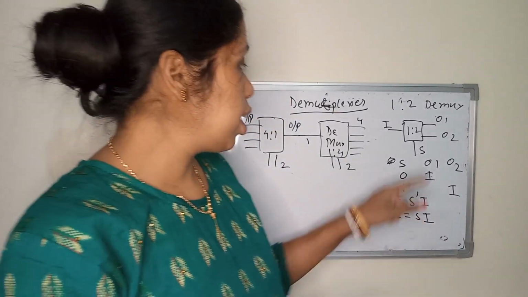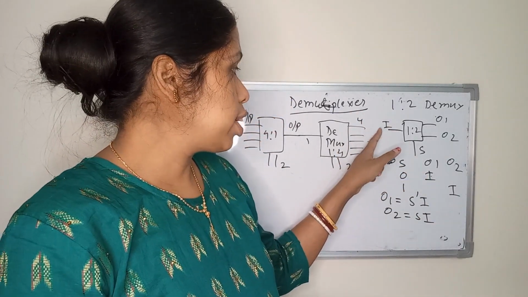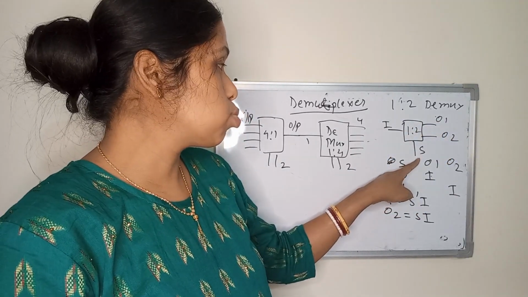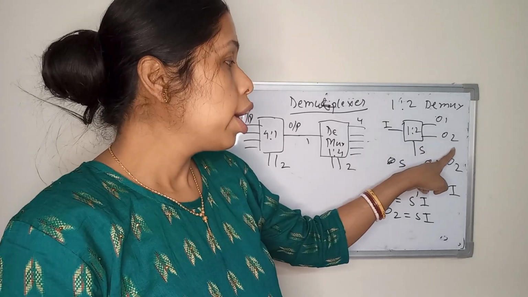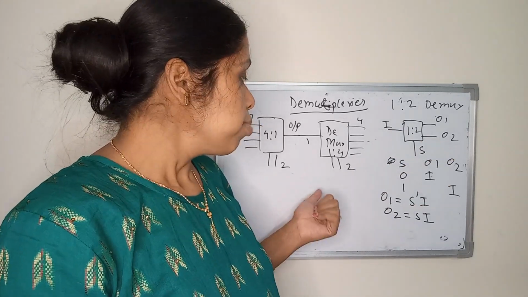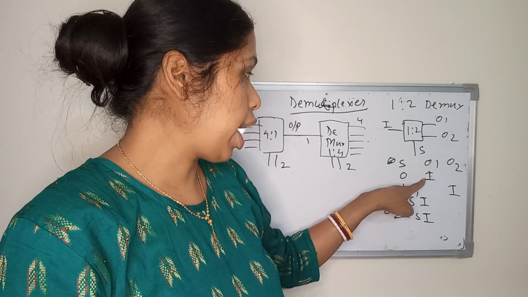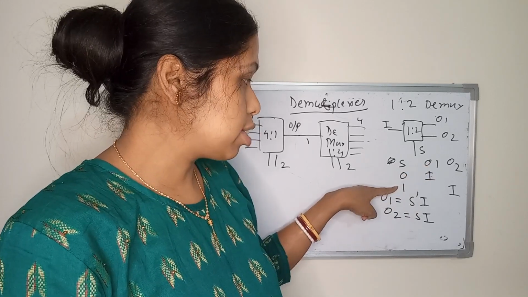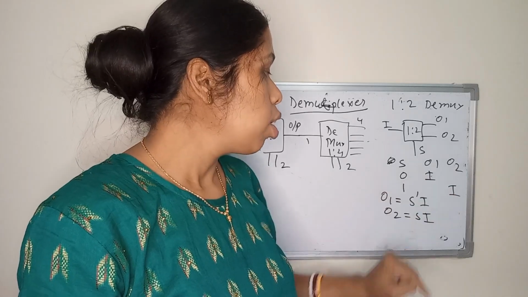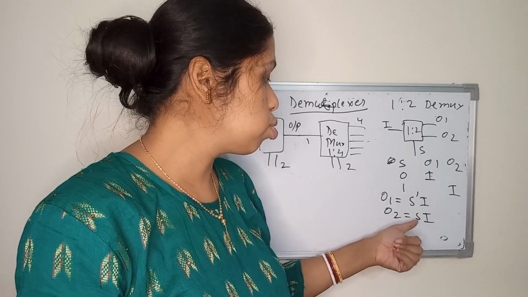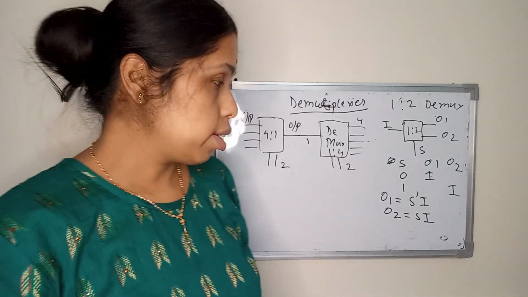When your select line is 0, the information will be transferred to the O1 channel. When your select line is 1, the information will be transferred to the O2 channel. In this way you have to write. When the select line is 0, I get information I at O1. When my select line is 1, I get information I at O2. So O1 is equal to S prime I and O2 is equal to S into I.